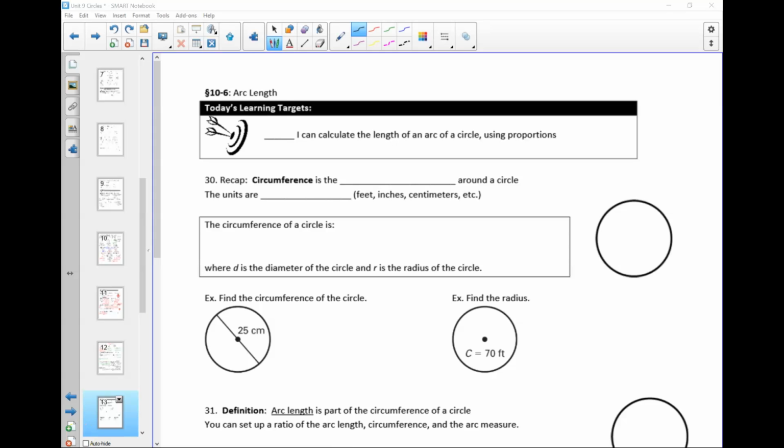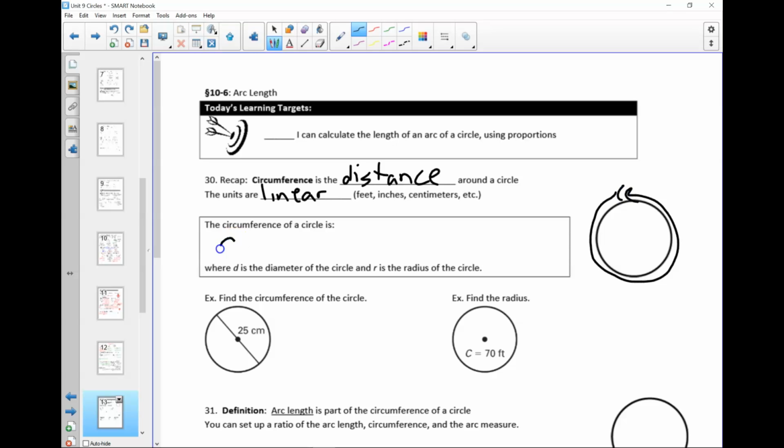Our next section is on arc lengths. And the arc length is just part of the actual circles. So remember, circumference is the distance around a circle. And the units are linear. So they do not have feet, inches, centimeters, etc. So to find the circumference of a circle, basically remember it's all the way around.